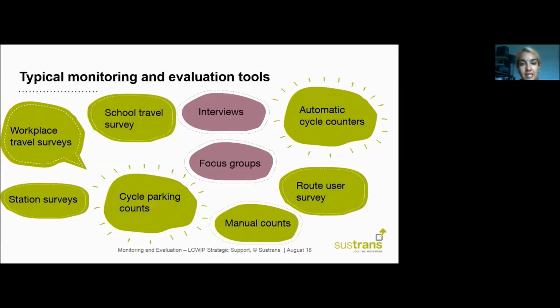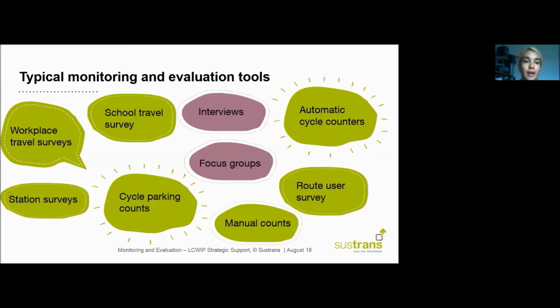In terms of selecting the tool, there's a wide range of tools that can be used to capture data around active travel. These are both quantitative and qualitative. On this slide, the tools in green are quantitative tools, and those in purple are qualitative tools. Qualitative tools are more experiential, capturing perceptions, and quantitative tools are numerical in nature and involve some sort of quantitative analysis to process the data.